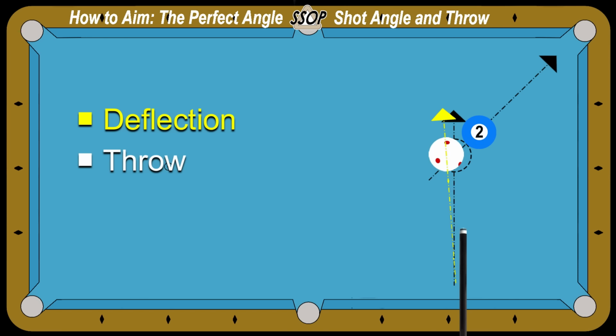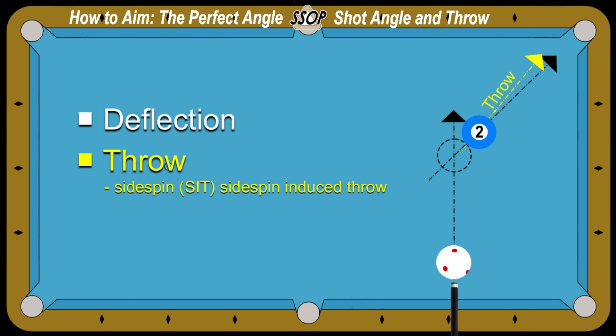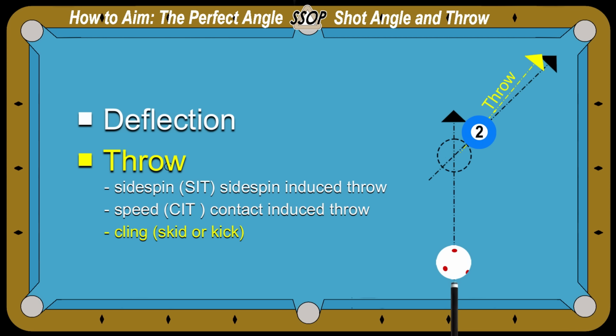The science of deflection and the features of low deflection shafts is beyond the scope of this video. For now, we want to practice aiming by stroking as close to the vertical center line of the cue ball as possible. Friction of pool balls, which we call throw, should always be considered. Throw sends the cue ball away from the line connecting cue ball and object ball centers. The 3 main types of throw are caused by side spin, SIT, or side spin induced throw, speed of the shot, CIT, or contact induced throw, and cling, also called skid, or snooker players call this a kick.